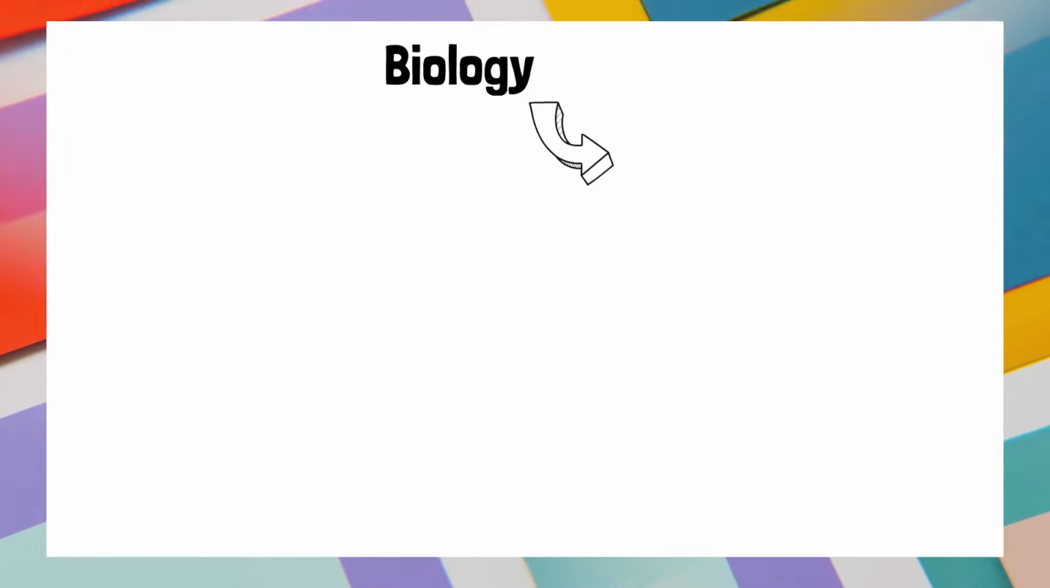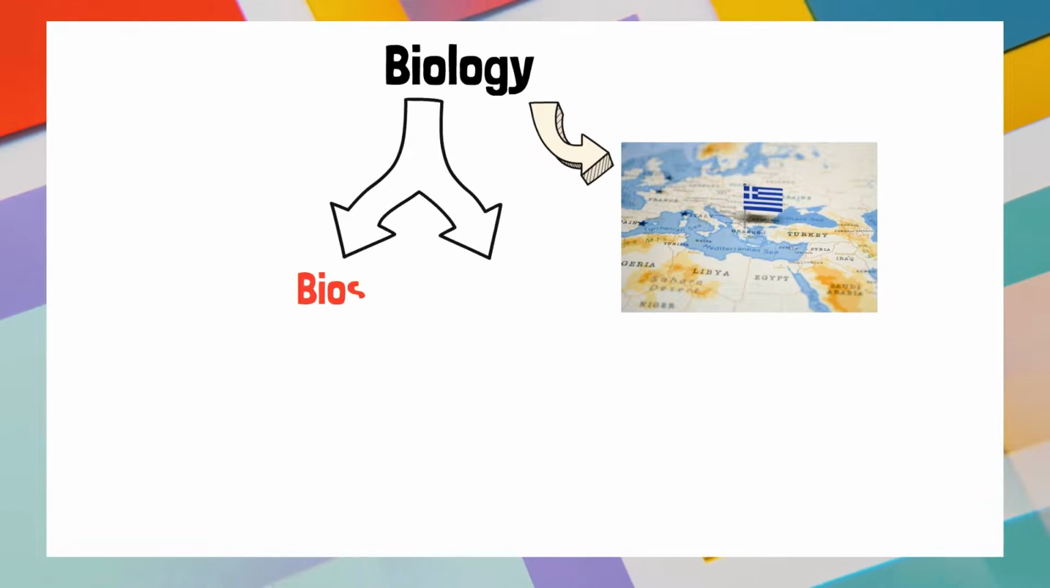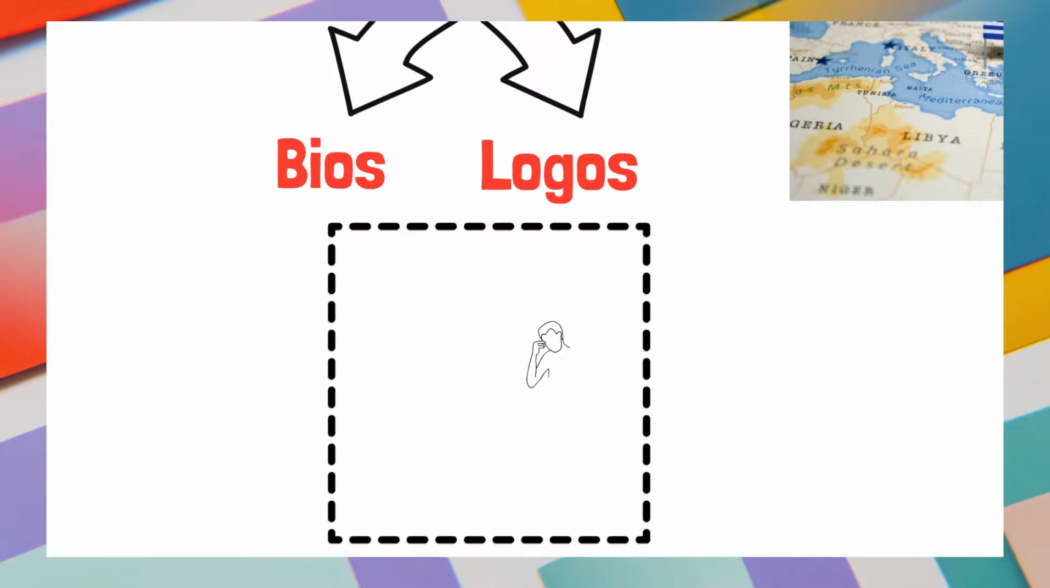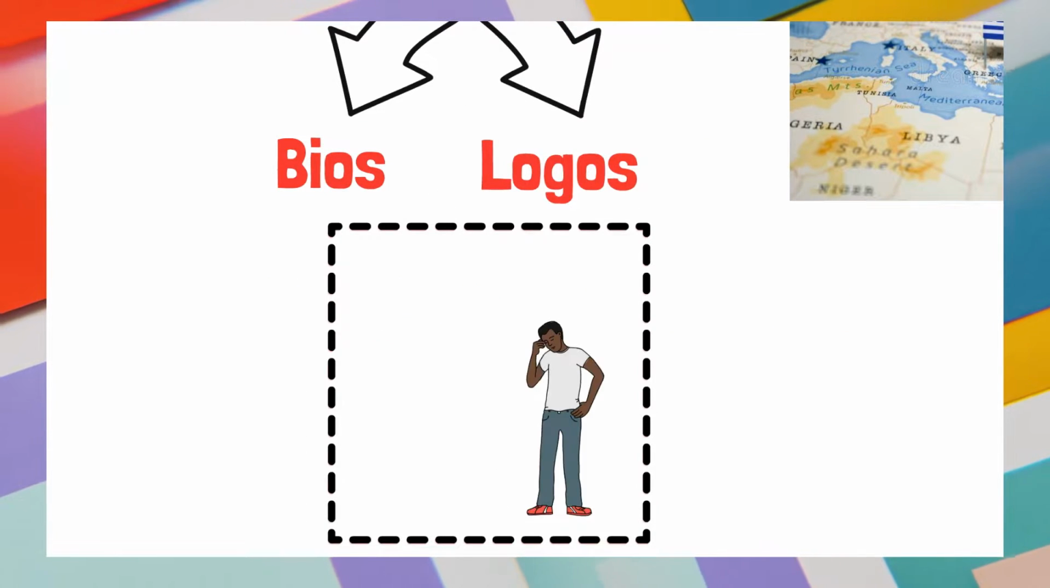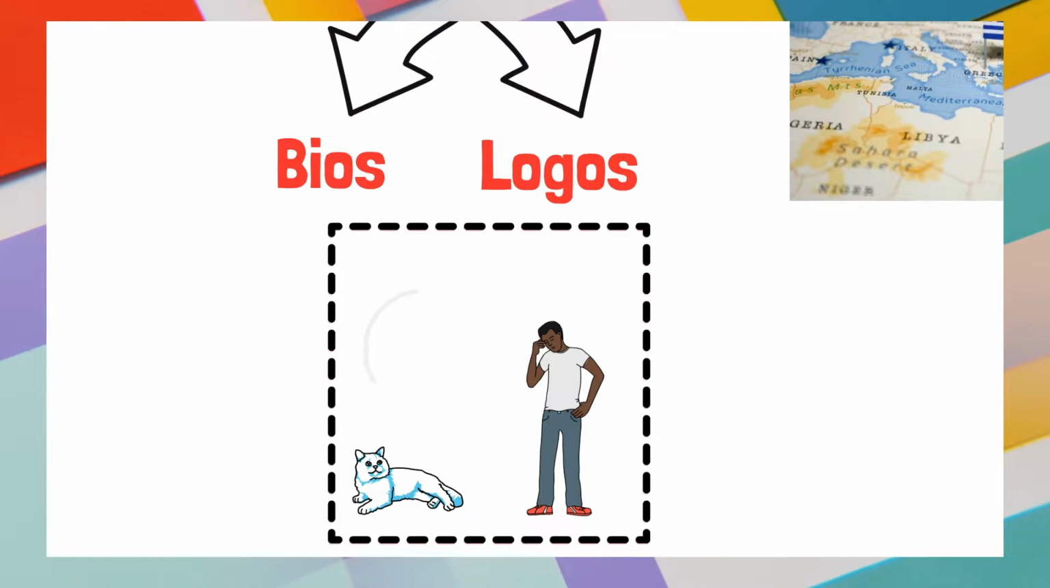So let's start first with the definition of biology. The word biology is derived from the Greek word bios, meaning life, and logos, meaning study, and is defined as the science of life and living organisms, like humans, animals, and other forms of life, including ones we can't see with our eyes, like bacteria, aka germs.